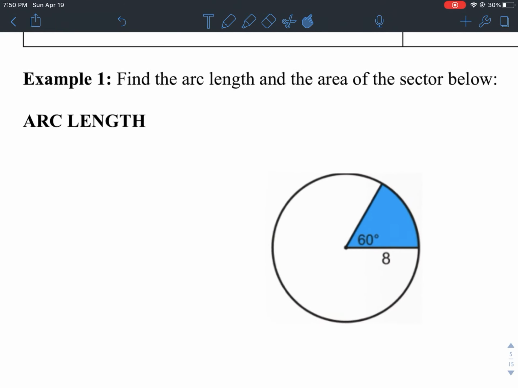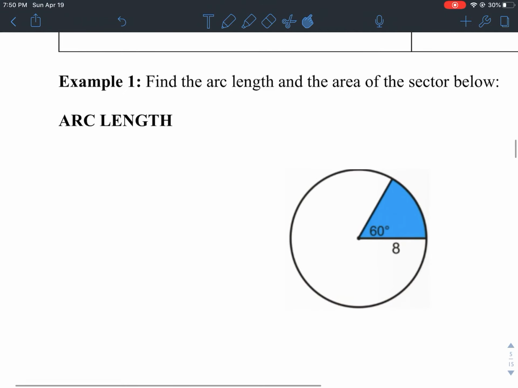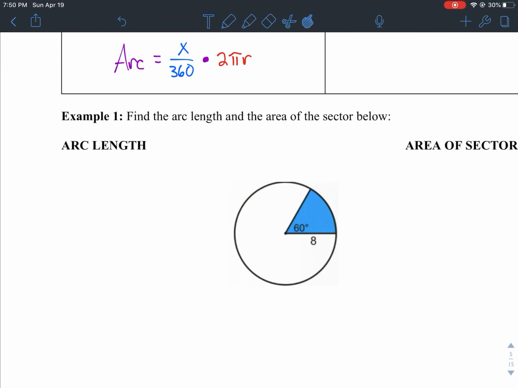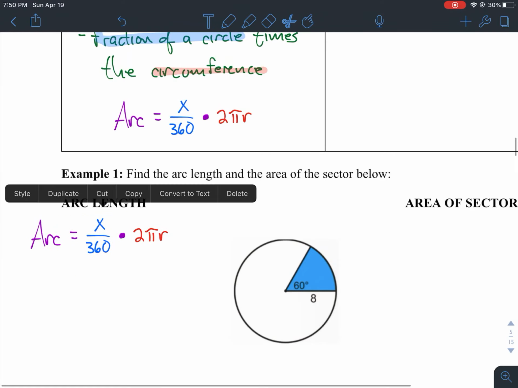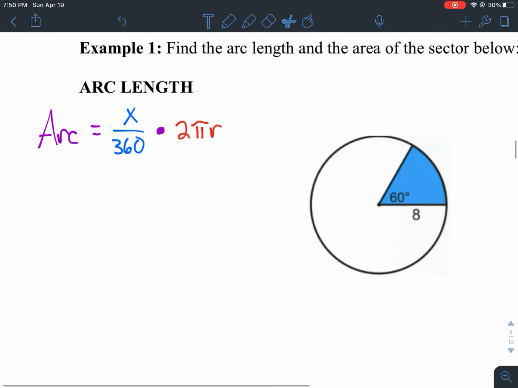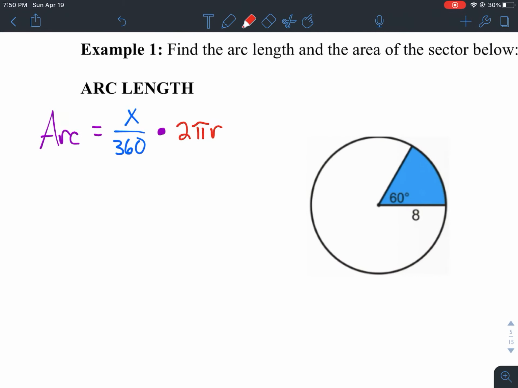For example 1, it says we've got to find the arc length of the sector below. I'm just going to take my formula and write it again just so that I get used to seeing this. We want to find the arc length of this arc right there. We know that the area is something else, and that's going to be tomorrow's video, but for today we just want to focus on arc length. So again, the fraction of a part of a circle.